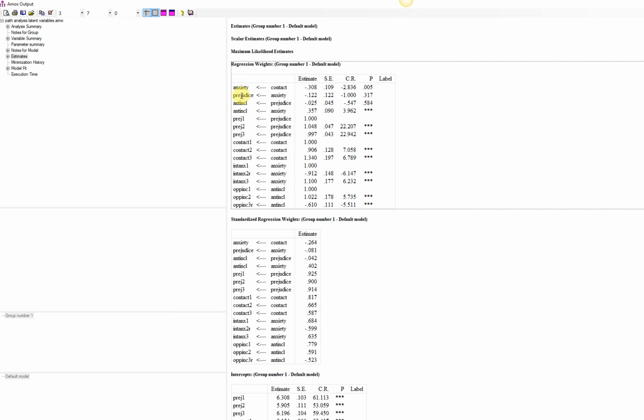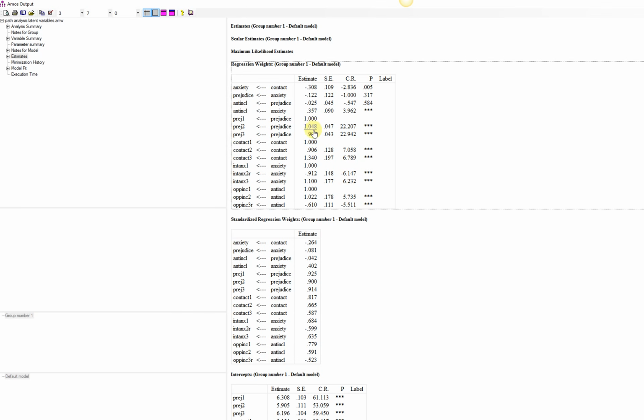Anxiety predicting prejudice, you can see that it was not statistically significant. Prejudice predicting anti-inclusiveness, that was not significant. But anxiety predicting anti-inclusiveness, you see that that was statistically significant. The remaining coefficients, where you see the ones, these are where we fixed the scale of the latent variable by using one of the indicator variables. So those are all fixed parameters.